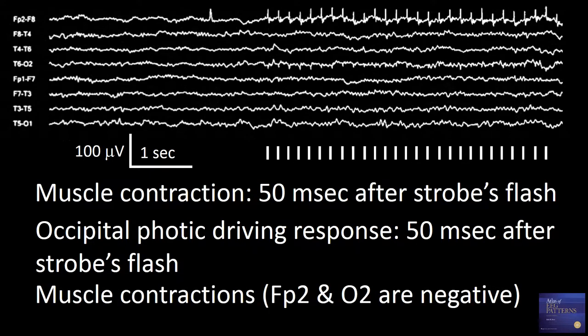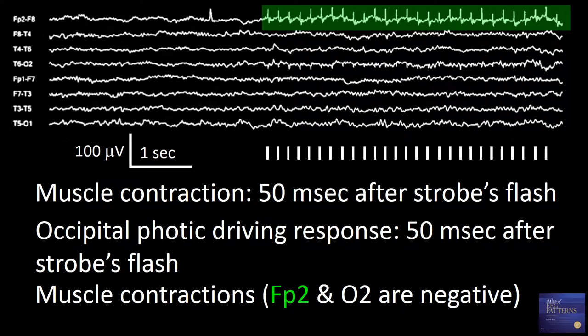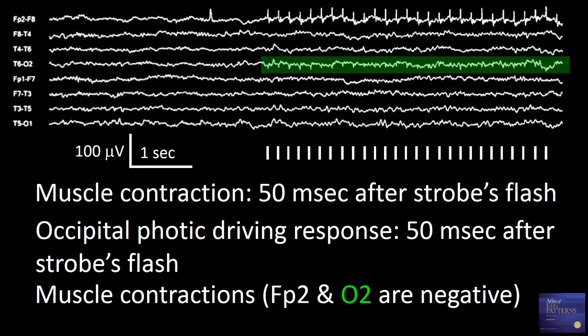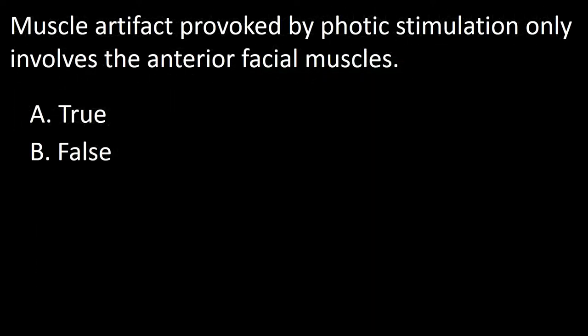Muscle contraction occurs primarily in the frontal region, unilateral as is seen in this frame at times, but may also occur in the occipital muscle. Muscle contractions are usually negative, and although in this frame we have presented unilateral contraction, most of the time they tend to be bilateral. So the answer to this question is false.